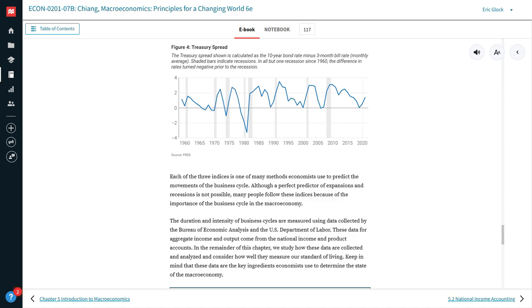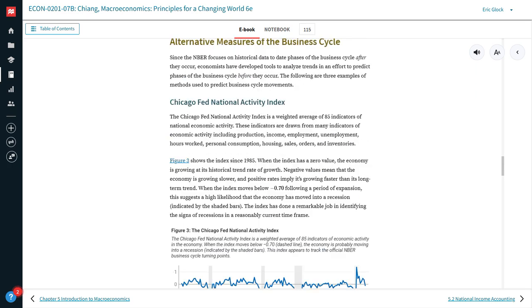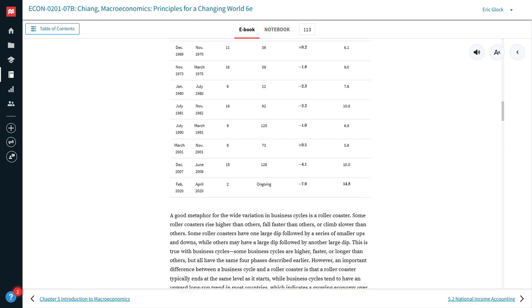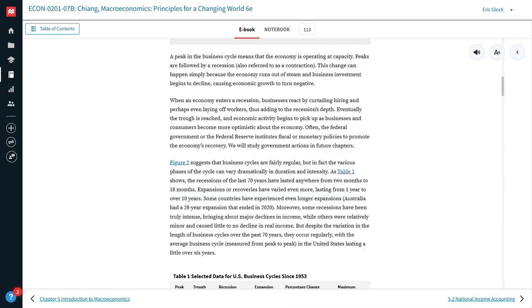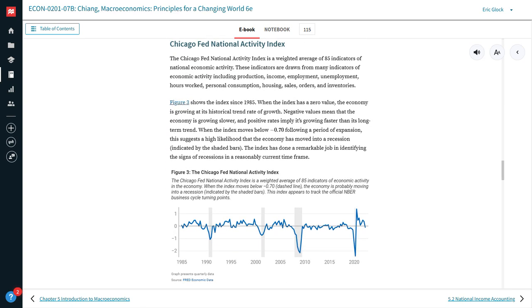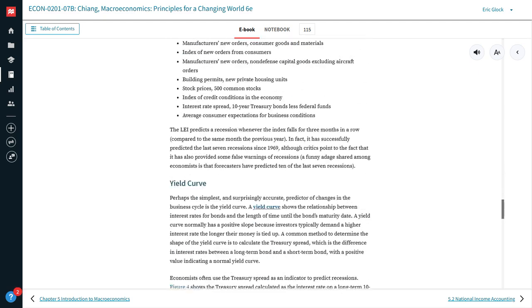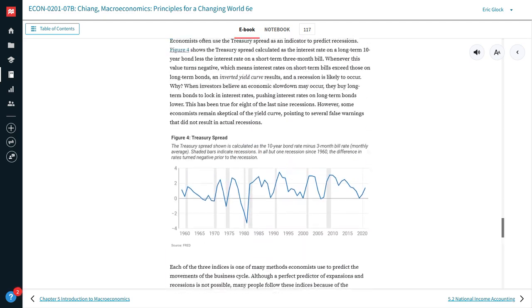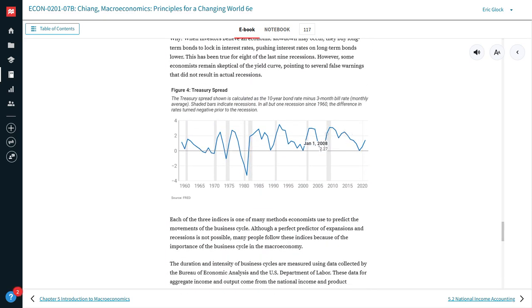Now I like this a little bit better than the LEI, because the LEI, like I said... sorry, not the LEI. I like this a little bit better than the Chicago Fed activity index, because that is just reporting the now, and I like this predictive power. And if you look here, you kind of see that.